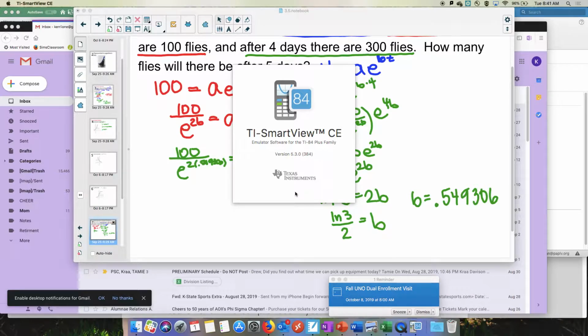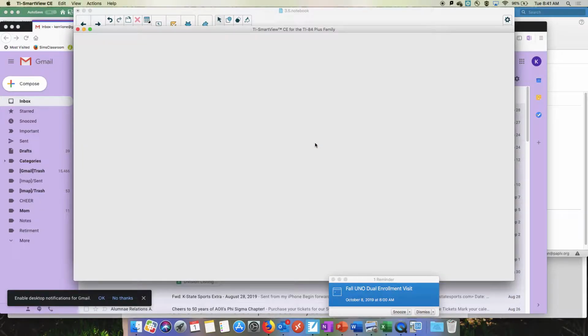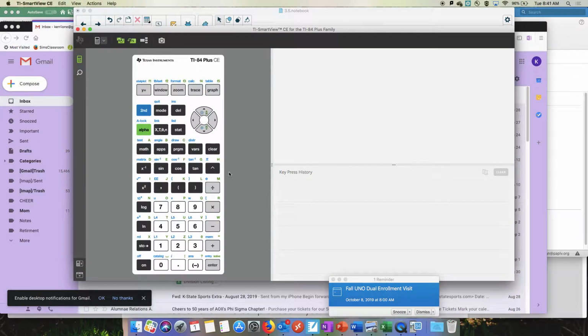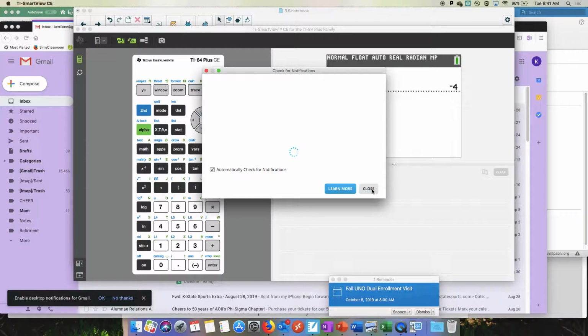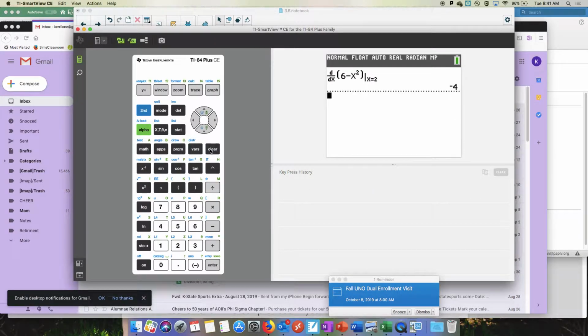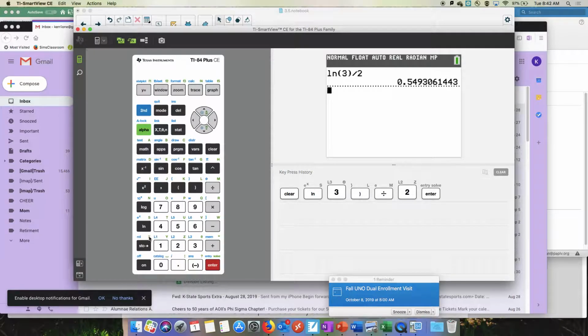Okay, so we typed in the natural log of 3 divided by 2 to find our rate, correct? The natural log of 3 and then divided by 2. And then to calculate A, we said, was it 100 divided by, what was it, e to the 2b, right? E to the 2. Instead of typing out b, I can press second.